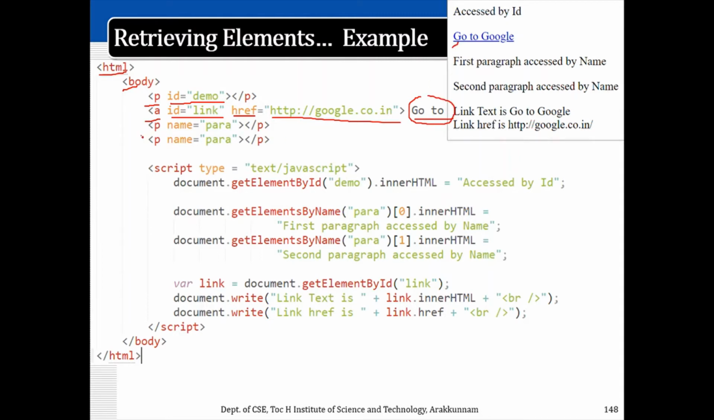And next I have another paragraph element, name equal to para. I have another paragraph element again with the name para. So I have repeated the name; the same name is repeated for two different paragraph elements. Now we will see how these are accessed using JavaScript. So we have four methods, and we will see them one by one.